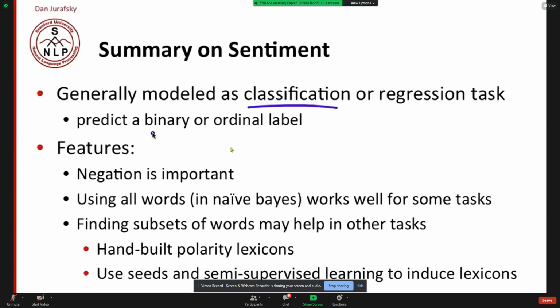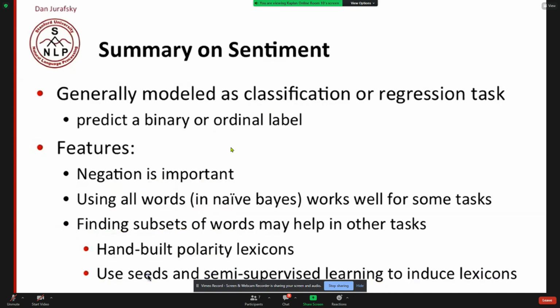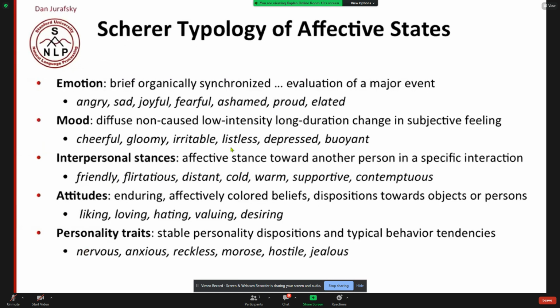So in summary, sentiment is generally modeled as a classification task, polarity often with binary, less often with some kind of ordinal or linear valued label, and negation is a very important feature to use. For lots of tasks, using all the words in naive Bayes seems to work well. For other tasks, using subsets of words may help, and we can either use hand-built polarity lexicons, or for tasks for which the polarity lexicons seem inappropriate, we can induce lexicons using semi-supervised learning from some hand-built seeds.